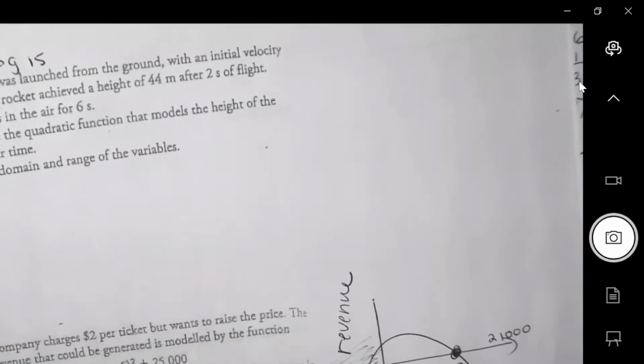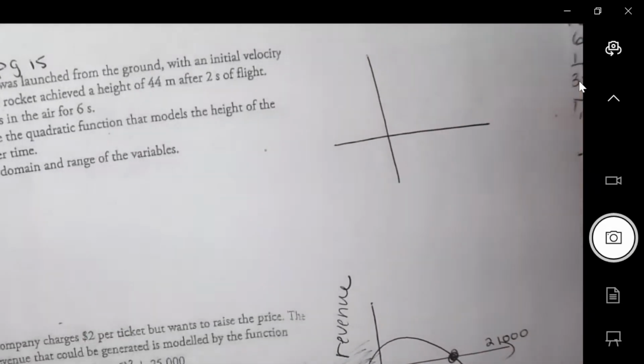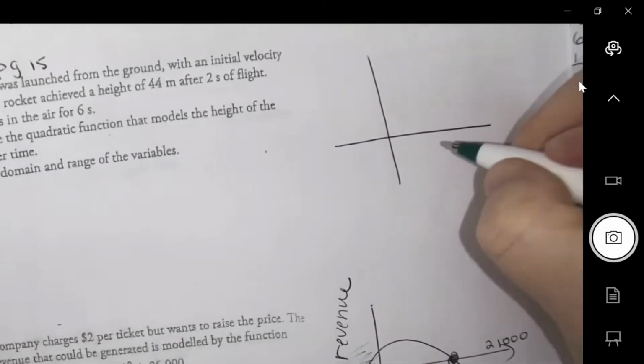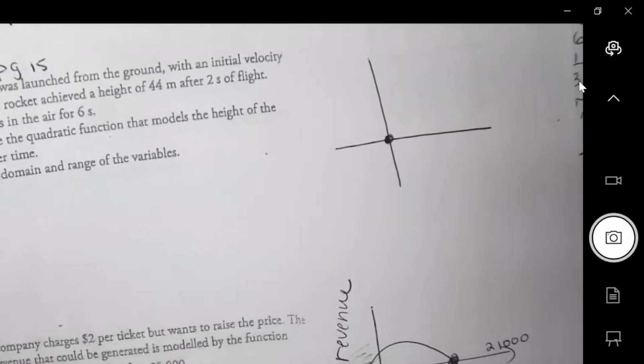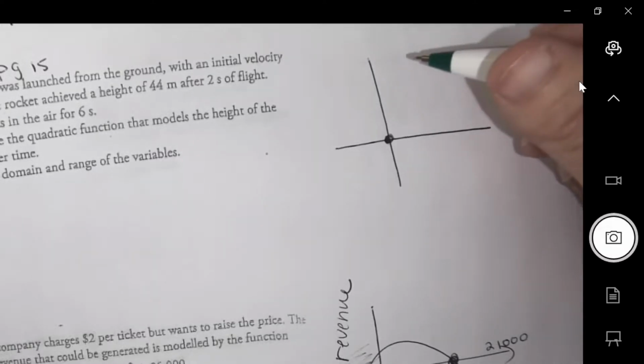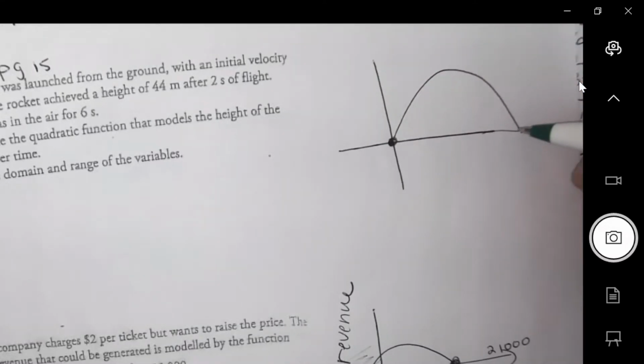Okay, a water rocket was launched from the ground. Guess what I'm going to draw? A point right there, launched from the ground. Initial velocity of 32 meters a second. The rocket achieved a height of 44 after 2 seconds of flight, and it was in the air for 6 seconds, and then it hit the ground.